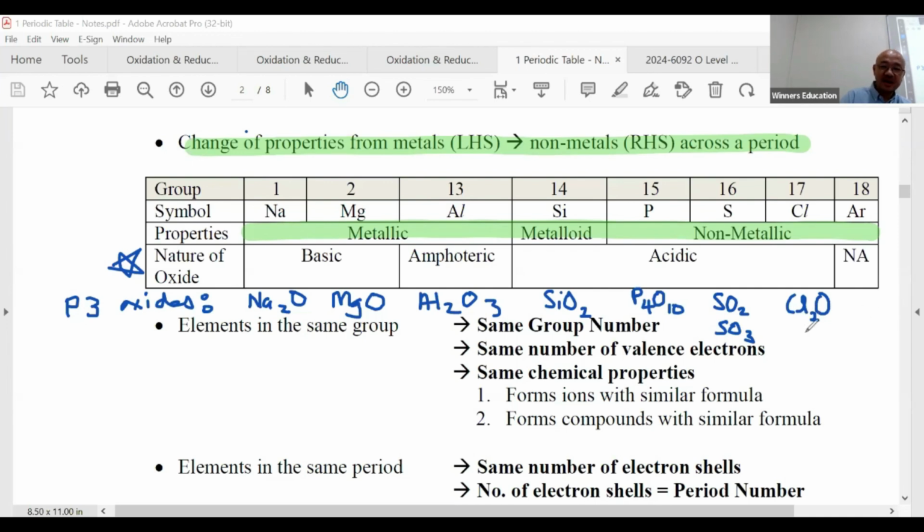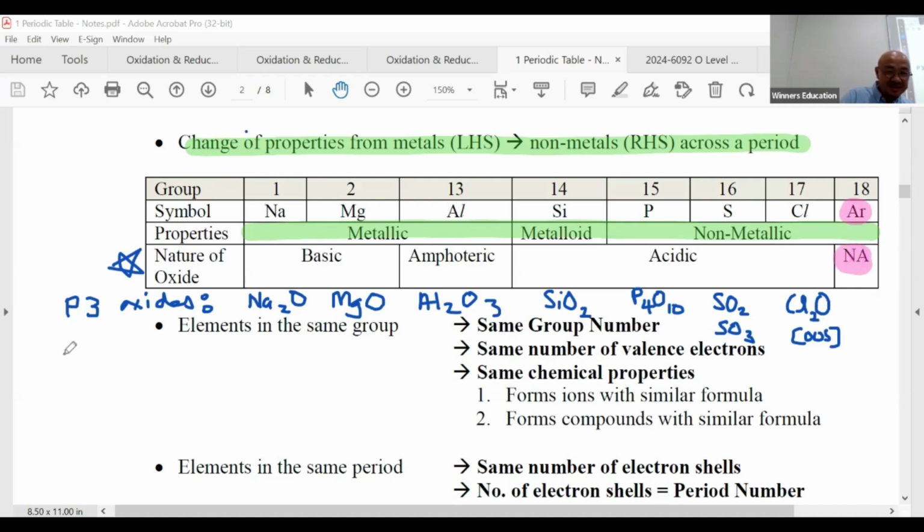This is out of syllabus. Dot and cross diagram. This one becomes bleach. Is it true? I forgot already. HOCl. Argon, all right, they are inert, so they won't react with oxygen.